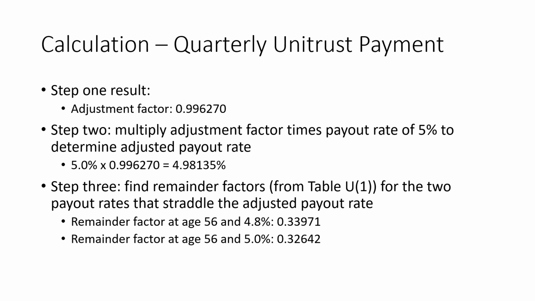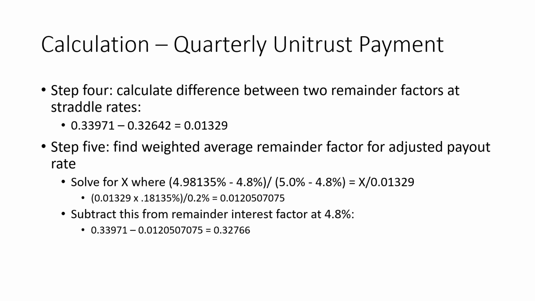So we're going to take our remainder factor at age 56 and 4.8, that's 0.33971, and we're going to find the other one, which we've already found in a previous step. That's the remainder factor at age 56 and a 5.0% payout rate, which was, as we recall, 0.32642. Both of those are from table U1. But next, now that we have those, we have to calculate the difference between the two.